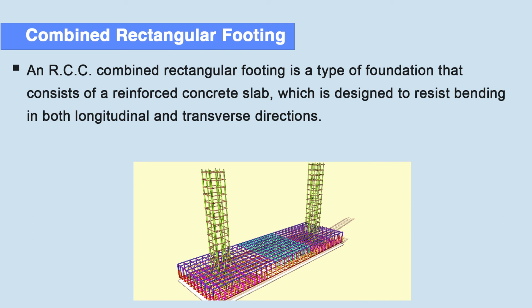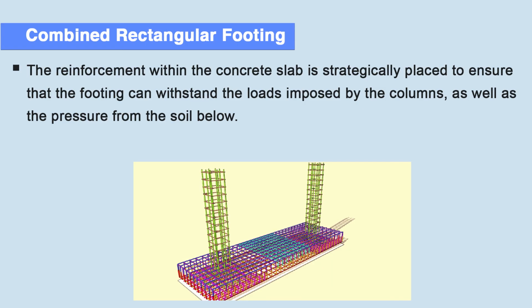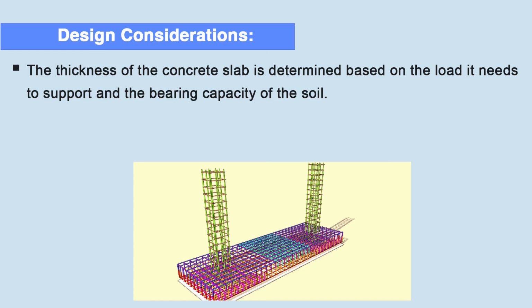Then the next is RCC combined rectangular footing. An RCC combined rectangular footing is a type of foundation that consists of a reinforced concrete slab which is designed to resist bending in both longitudinal and transverse directions. The reinforcement within the concrete slab is placed to ensure that the footing can withstand the loads imposed by the columns as well as the pressure from the soil below. Its design considerations include the thickness of the concrete slab, which is determined based on the load it needs to support and the bearing capacity of the soil.